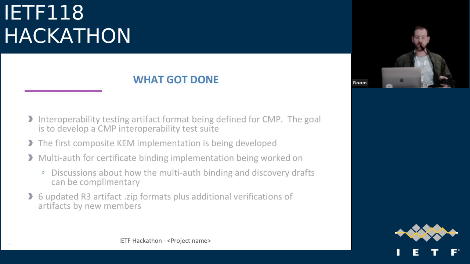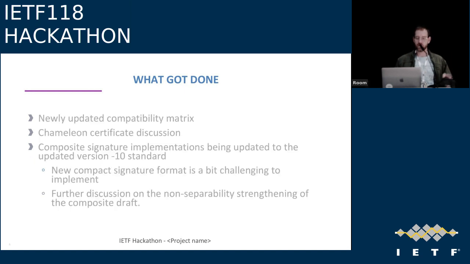Also, there was some discussions on the multi-auth for certificate binding. So that draft is being worked on by a few members, as well as there's been some discussions about how that can interoperate with another draft that's in progress on certificate discovery. So there's a lot of drafts going on that are adding PQ, and we're working on interoperability testing those. And there's been six updated R3 zip formats added, and a verification by some new members. We updated the compatibility matrix. We had some discussion on chameleon certs.